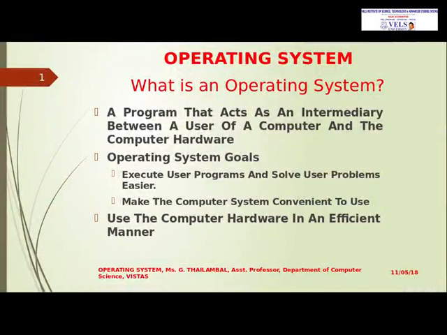What is an operating system? A program that acts as an intermediary between the user and the computer hardware. The goal of the operating system is that it can execute user programs very easily and the user can conveniently use the system. The computer hardware needs to be efficiently used by the user.